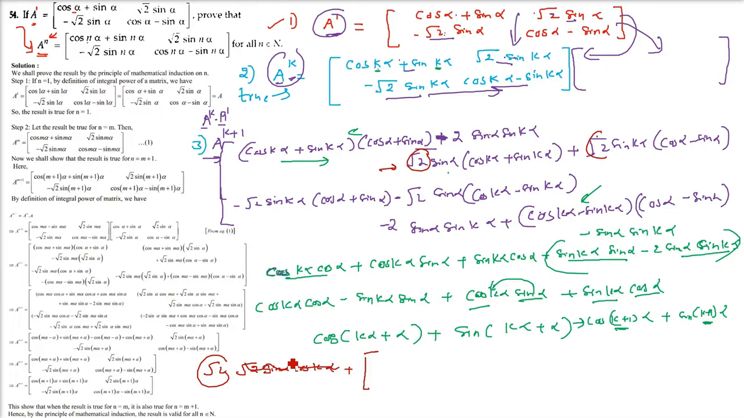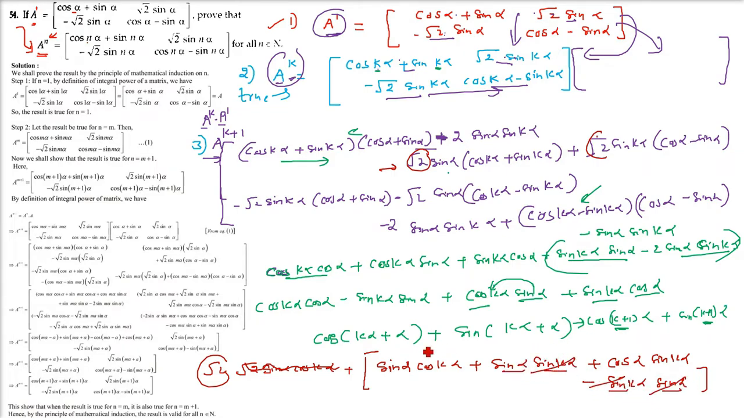So this we get sin alpha. Now multiply each and every element: sin alpha cos k alpha, sin alpha sin k alpha, plus sin k alpha cos alpha, minus sin k alpha sin alpha. Now you see these two are common, so just cancel them out.